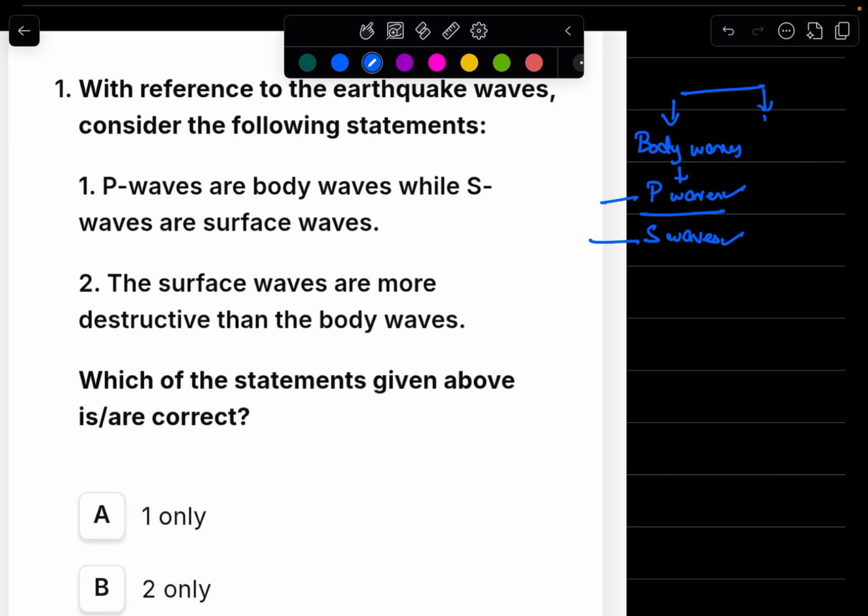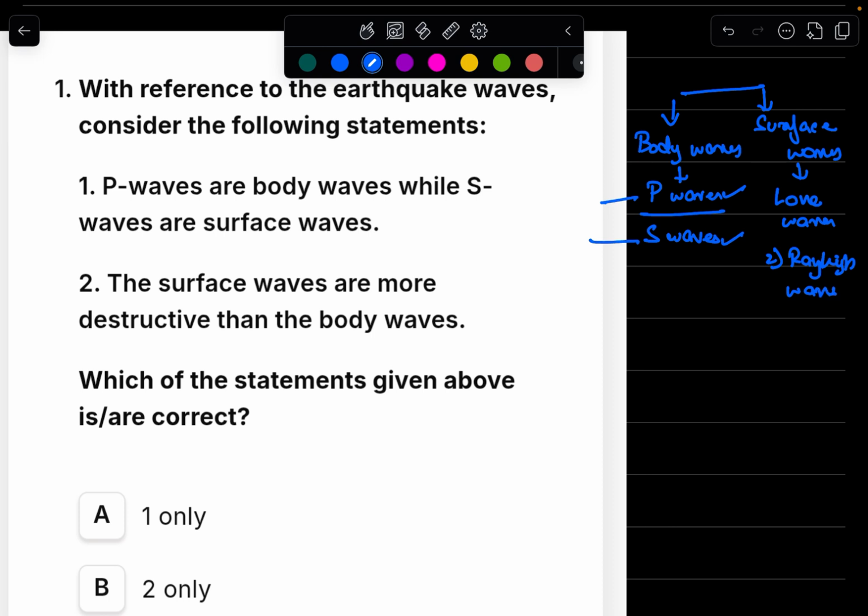The next one is surface waves. Surface waves also are of two categories. One is the Love waves. We will talk about that. And the second one is the Rayleigh waves. We will talk about this as well.